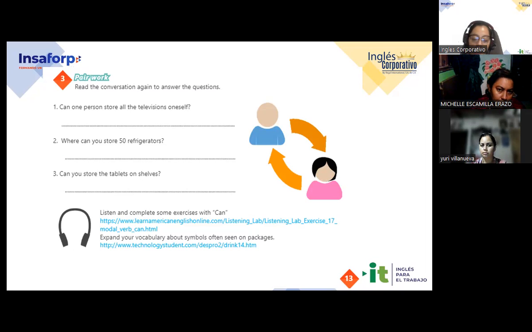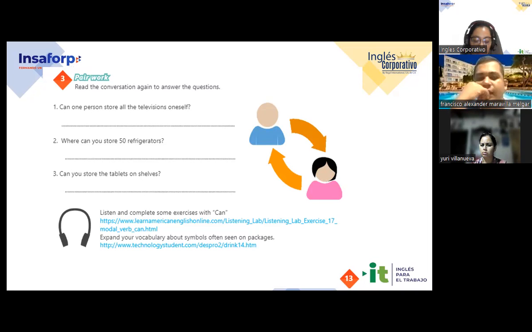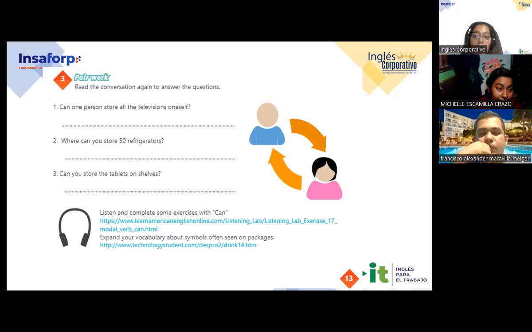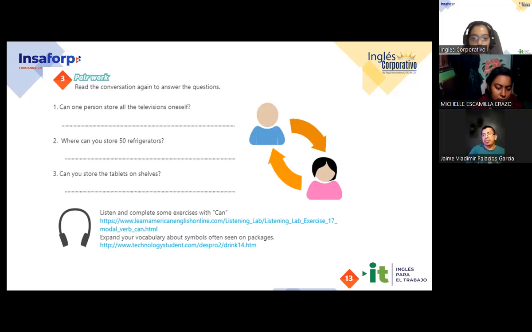¿Y será que store significa como store de tienda? Debería store, no. Tienda. Store en verbo, ¿cómo sería? Almacenar. ¿Puede una persona almacenar todos los televisores en uno mismo? ¿Será que se puede almacenar todos los televisores en uno mismo? ¿No? It's. No. It's can. No, it's can. Excellent. Number two.